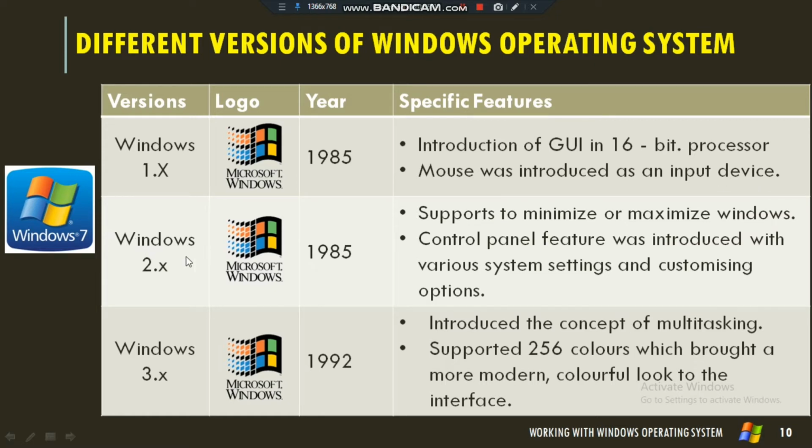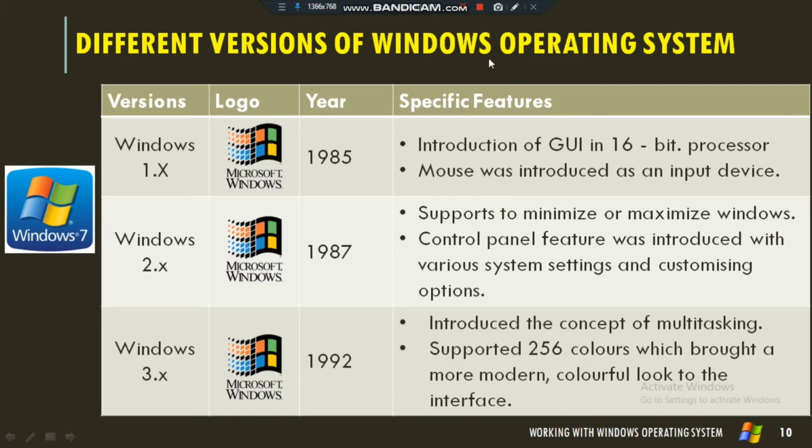And then the second version of Windows is 2.x. It was introduced in the year 1987. It supports minimizing or maximizing windows. Nowadays you can see in the Windows screen we have maximize and minimize buttons. These buttons are used to minimize or maximize the windows. When you minimize the window, the document is minimized and its name alone is displayed on the taskbar. When you want to occupy the whole window, you press the maximize button. So these buttons were introduced in the year 1987 in Windows 2.x.